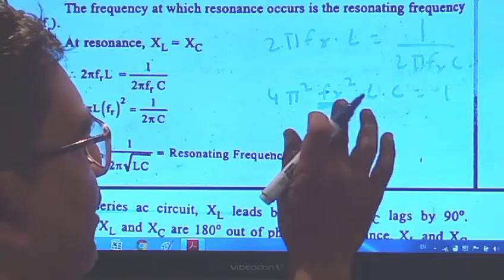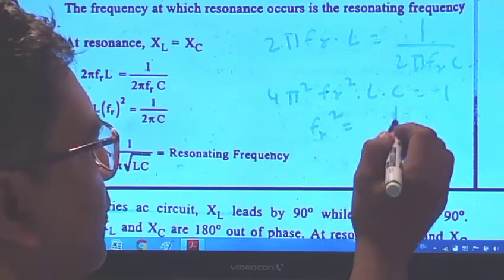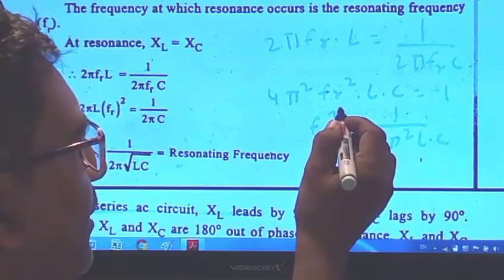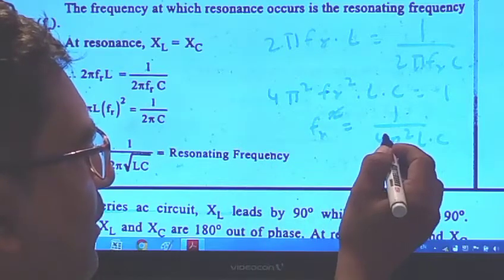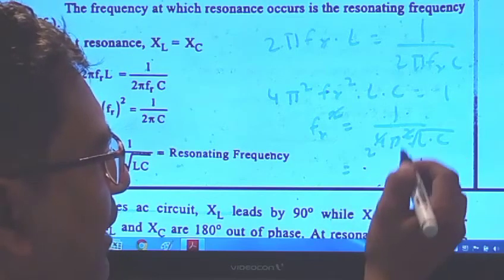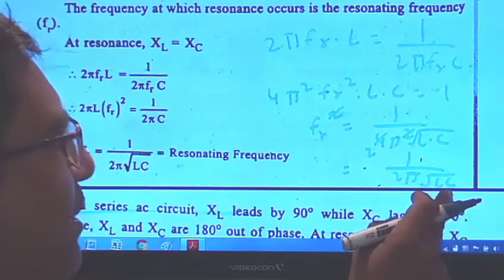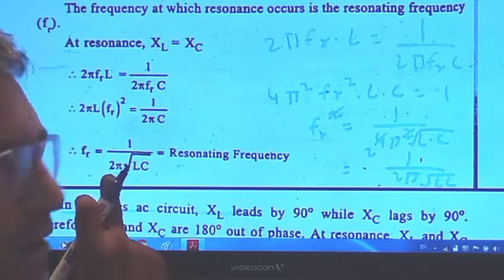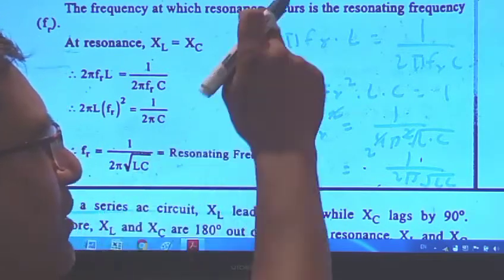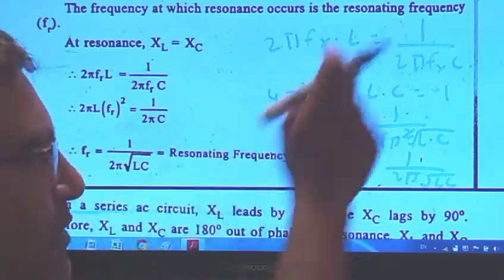Since we have to find Fr, Fr square is equal to 1 upon 4 pi square L into C. Taking the square root, the square gets cancelled, and you get Fr equal to 1 upon 2 pi under root of LC. You can observe this value, Fr equal to 1 upon 2 pi under root of LC, and you have to show this just below this equation.